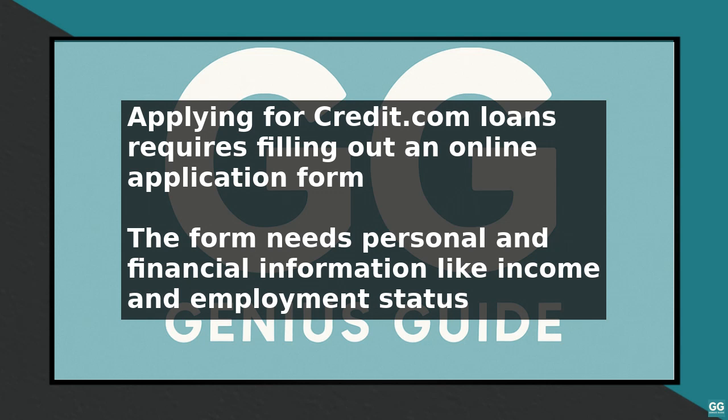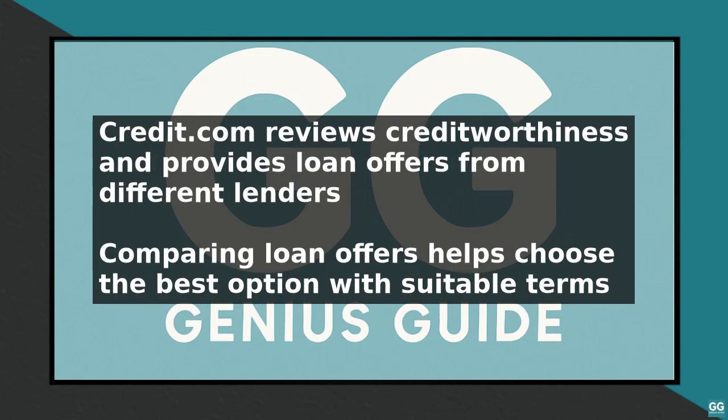After selecting a loan offer, you will need to provide some additional documentation, such as proof of income and identification. Once your loan is approved, the funds will be deposited into your bank account, and you can use them for any purpose you need. Repaying your Credit.com installment loan is also a simple process. You will need to make regular payments, which can be automatically deducted from your bank account. Make sure to make your payments on time to avoid late fees and negative impacts on your credit score.